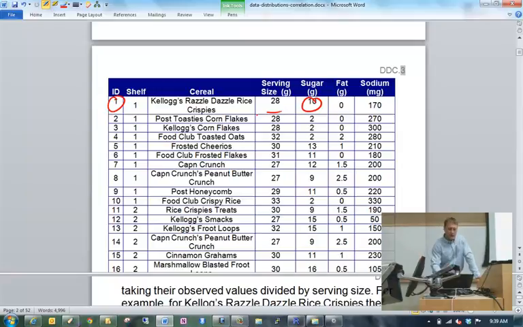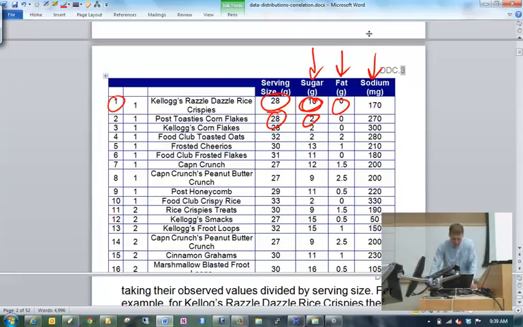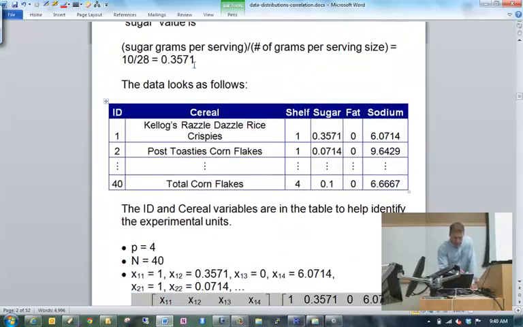So for each of these variables, I'm going to adjust them by the serving size. In other words, I'm going to take 10 divided by 28, take 2 divided by 28, and so on. I'm going to do that for every variable. So for sugar and fat, looking at the first observation, 35.71% of the serving size was just sugar for Kellogg's Razzle Dazzle Rice Krispies. 0 was fat. Well, that's good. There's no fat in it.